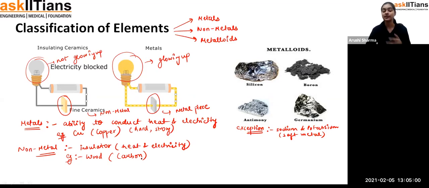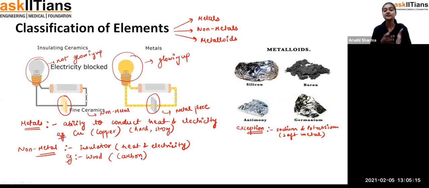So in that case, what we generally use is wood blocks or plastic material, so that we can break the passage of the current into the human body. That's how, student, non-metals are the insulators. That means they are not able to conduct heat and electricity.